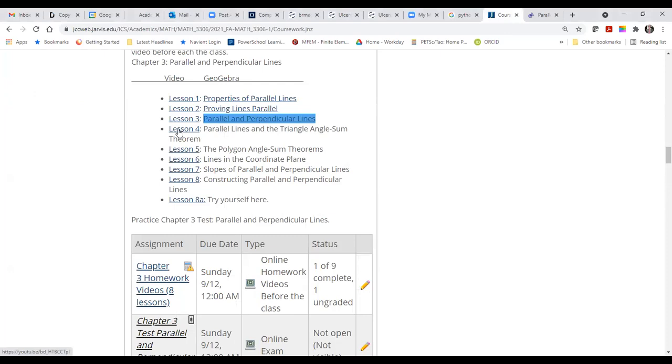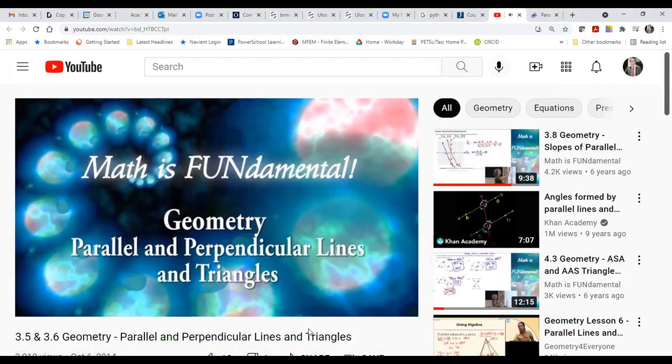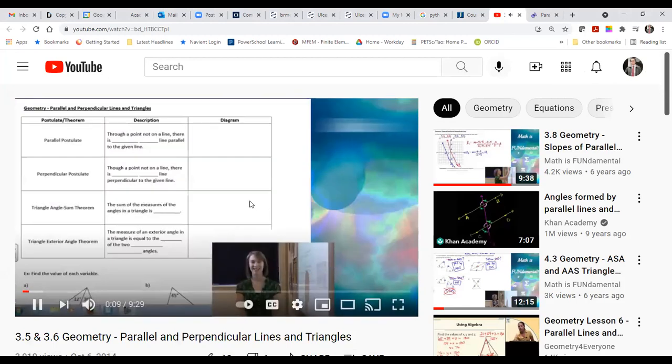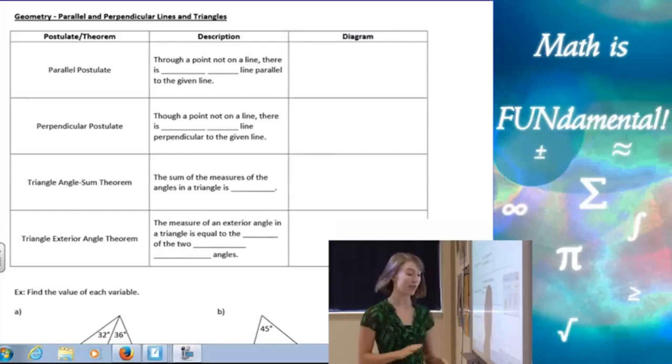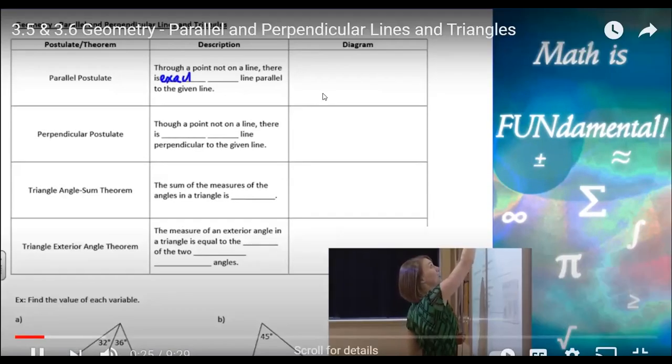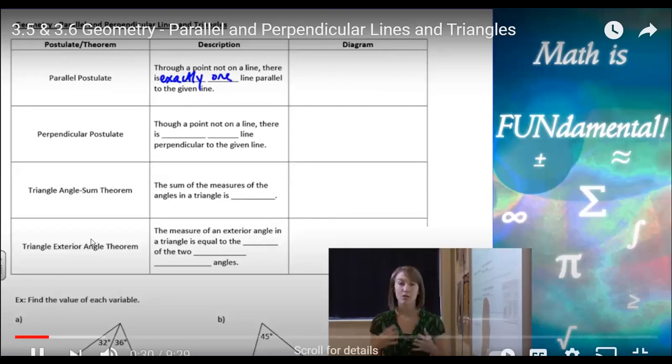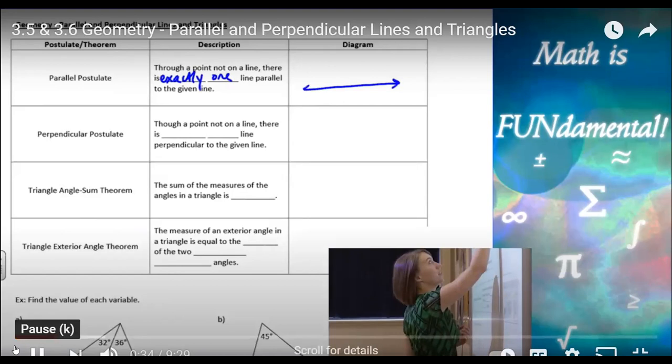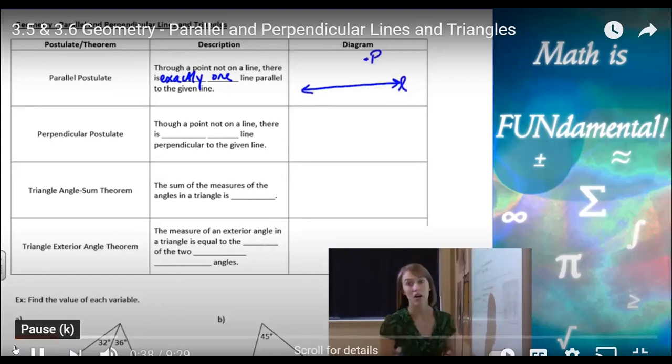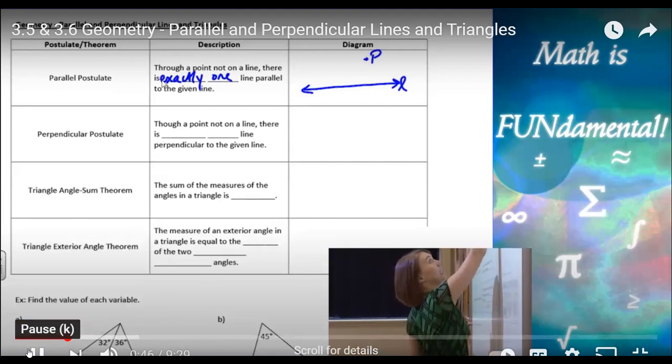So the next one will be lesson 4, right? Just talking about parallel lines and the triangle angle sum. Right? Can't hear the audio. Oh, okay.